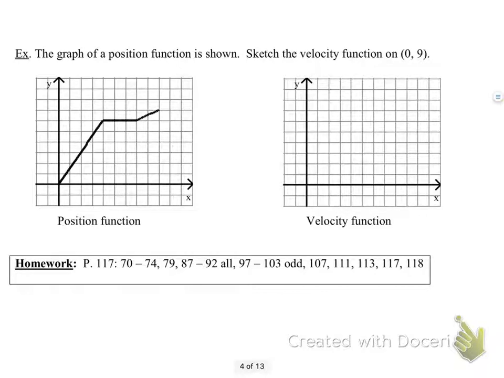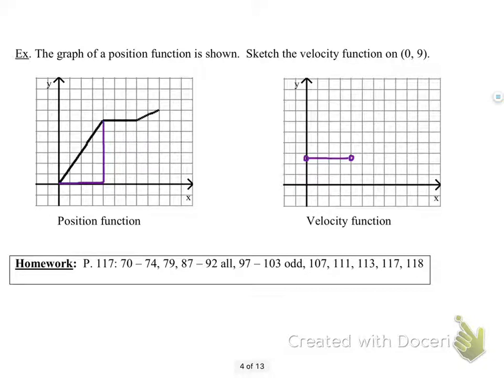The graph of a position function is shown. Sketch the velocity function on the interval from 0 to 9. Okay, this first bit from 0 to 4, I had to count, all has a slope of 3/2. So from 0 to 4, our velocity function, or our slope, is 3/2.